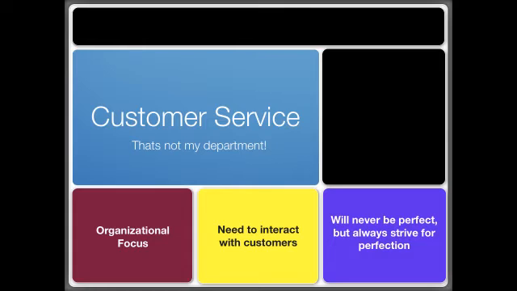Customer service is like my golf game. We will never be perfect in customer service. But every time we go out to serve a customer, we need to make sure that we're always striving for perfection. We may not reach perfection every single time. We may never reach perfection. But striving for perfection gives us the ability to satisfy customers.